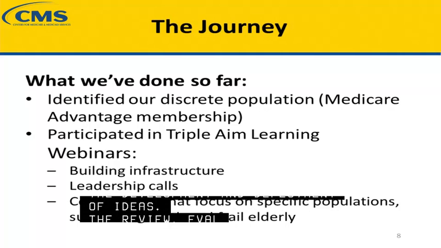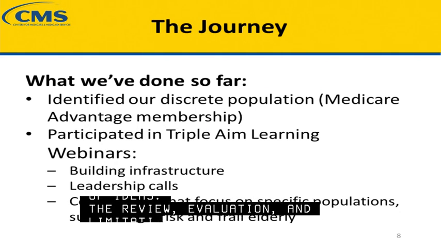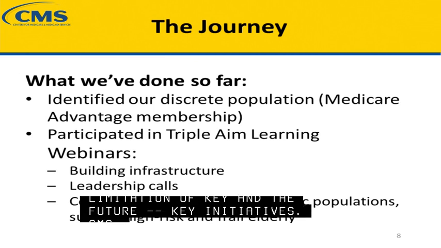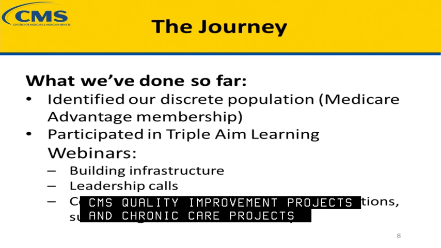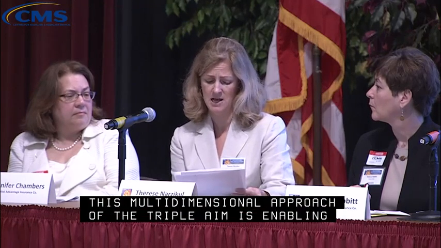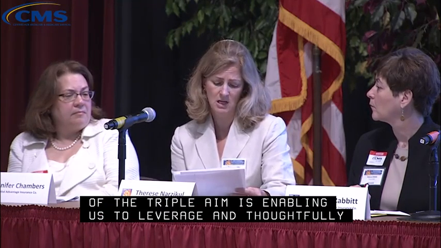The CMS Quality Improvement Project and the CMS Chronic Care Improvement Projects are two of our key initiatives. The communication of results and creation of feedback loops to address the areas of opportunity and to appreciate the system advantages and successful implementation. So this multidimensional approach of the Triple Aim is enabling us to leverage and thoughtfully utilize our resources as well. It prepares us to address the increasing number of older adults needing higher levels of medical care. The journey is an adventure.